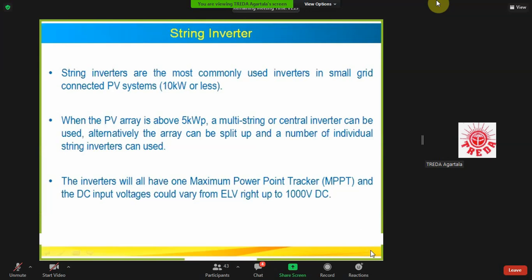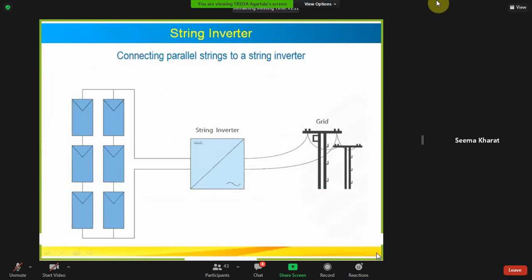If it is the charge controller or inverter, if it is linked with the MPPT system, then the maximum power can be tracked from the solar module and the efficiency will be increased. That's why MPPT is given. This is the string inverter.